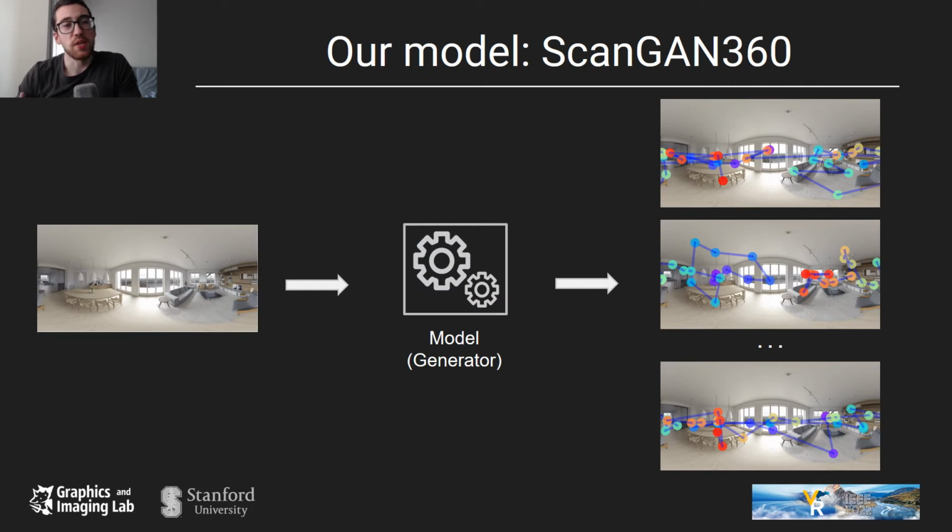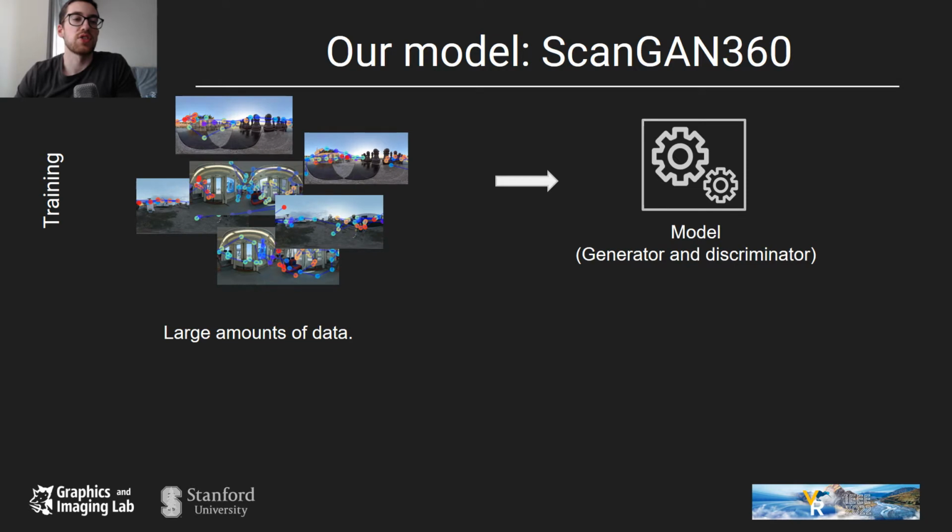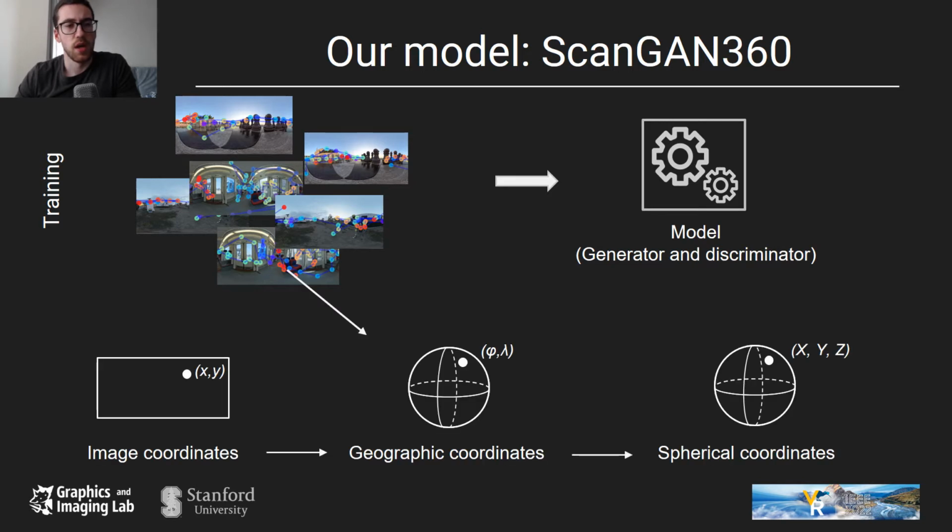We adopt a generative adversarial approach, so our model is able to generate the Scanpaths in a non-deterministic manner. We follow traditional GAN training and feed our network with large amounts of real Scanpaths. We resort to a novel parameterization of Scanpaths, where each point is transformed into its three-dimensional representation in a spherical space, to avoid ambiguities.